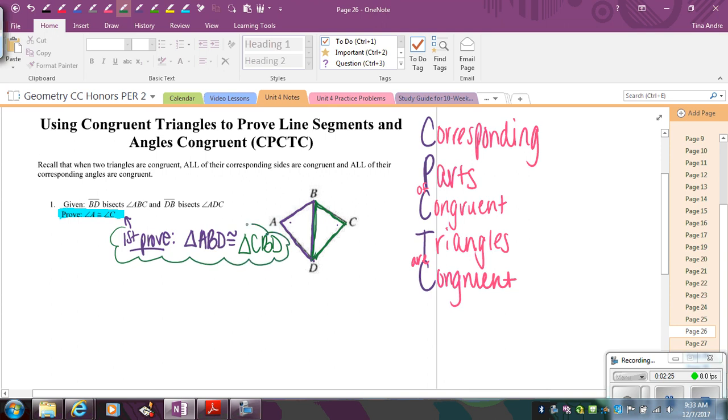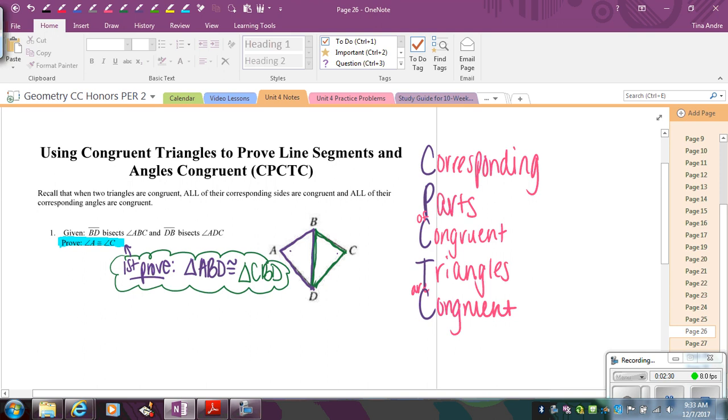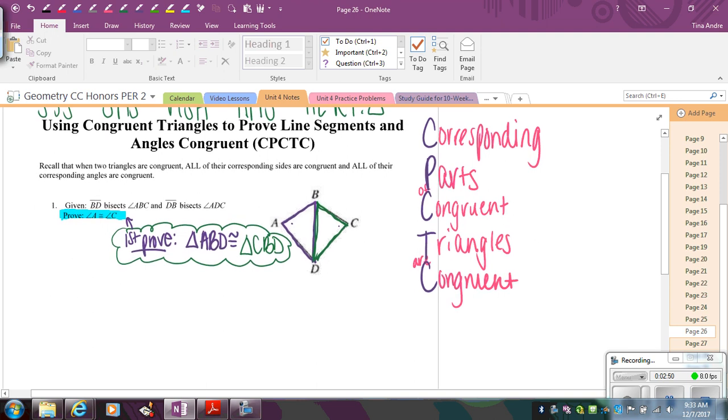We have to work on trying to get the congruent triangles using one of our methods that we know. So remember, to prove the congruent triangles, we can use SSS, SAS, angle side angle. We can use angle, angle side, and HL for right triangles. So those are our methods that we can use to prove that the triangles are congruent, and then by CPCTC, I'll be able to say that those angles are congruent.